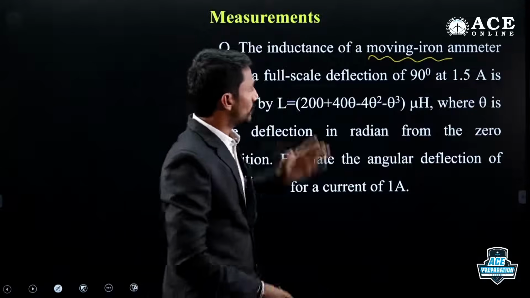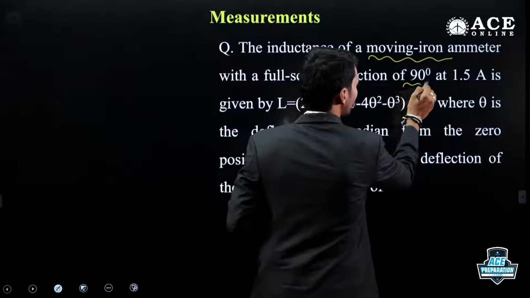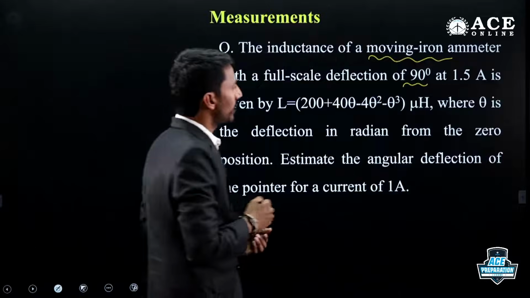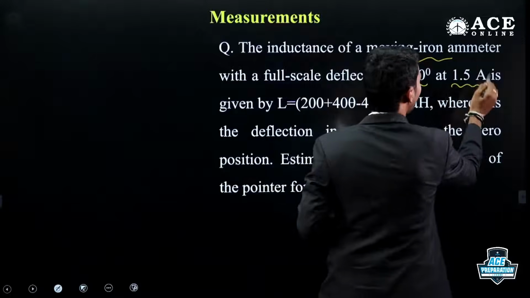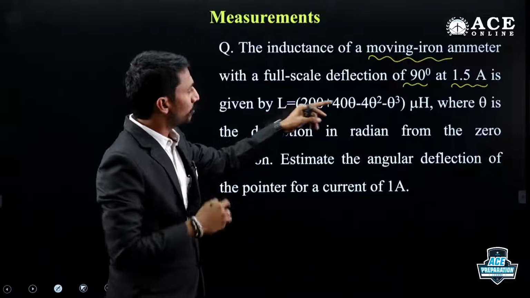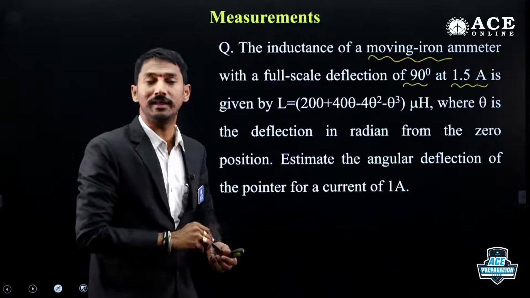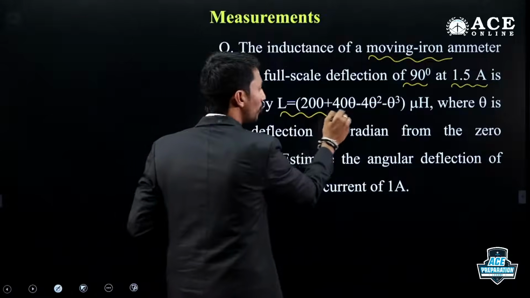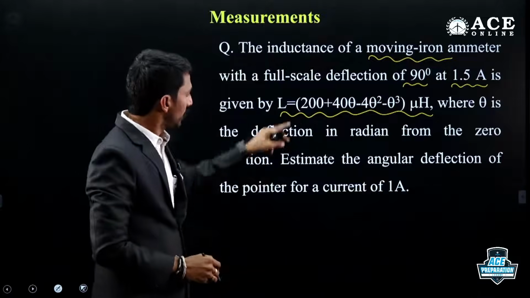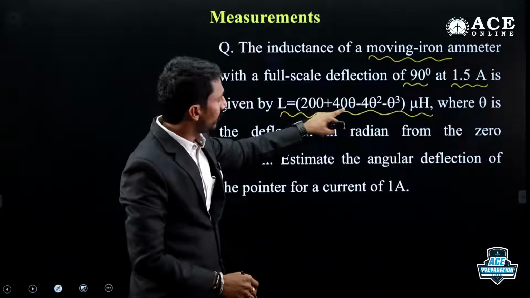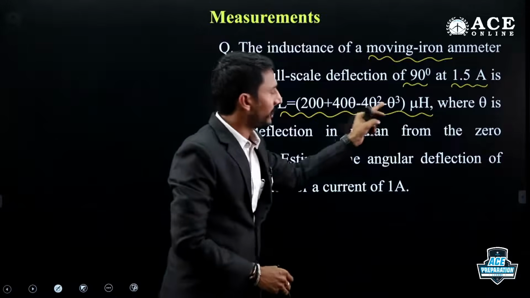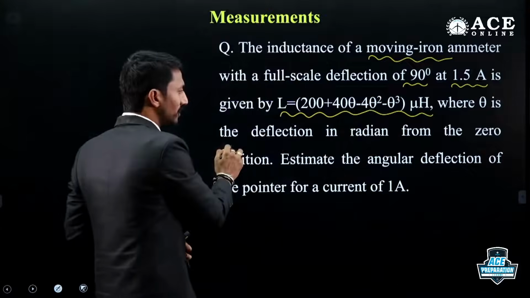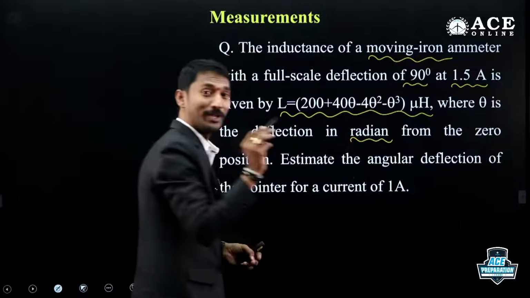With a full scale deflection of 90 degrees. What is the value of full scale deflection? 90, so theta equals 90 degrees, for a current of 1.5 ampere. If you give 1.5 ampere, the full scale deflection will be 90 degrees. The inductance of the moving iron instrument is given as 200 plus 40 theta minus 4 theta square minus theta cube microhenry, where theta is deflection in radians. Very important point.